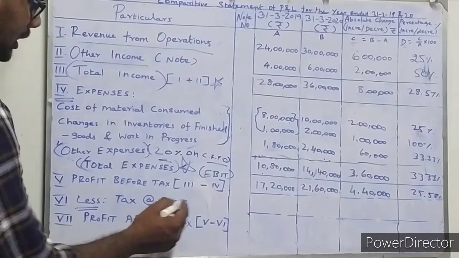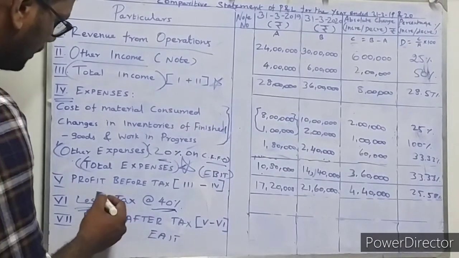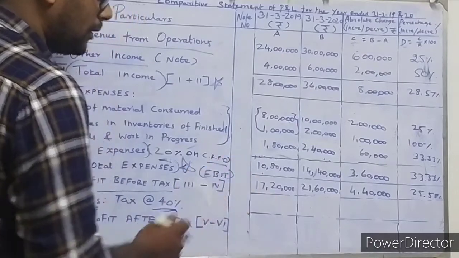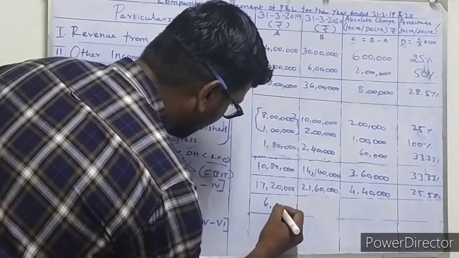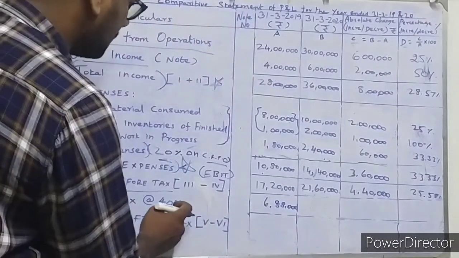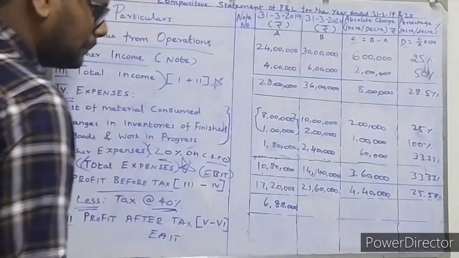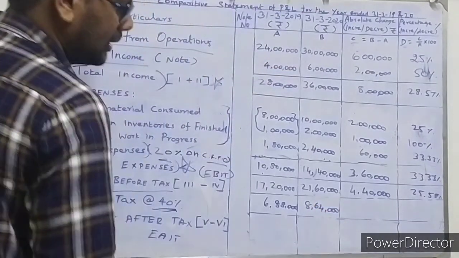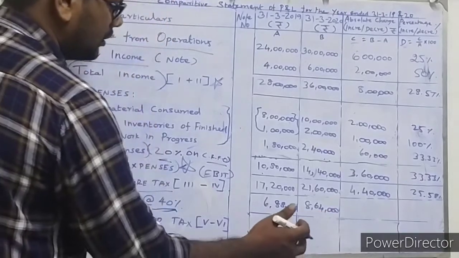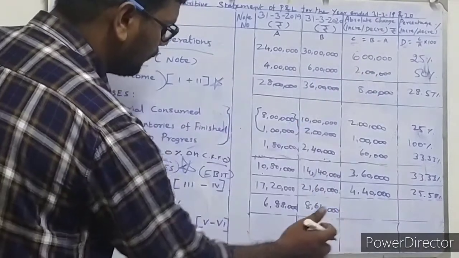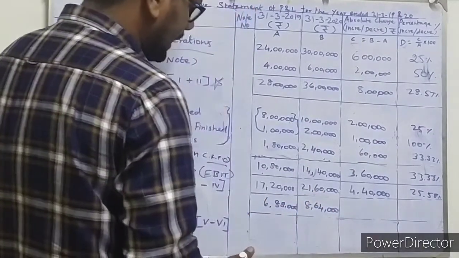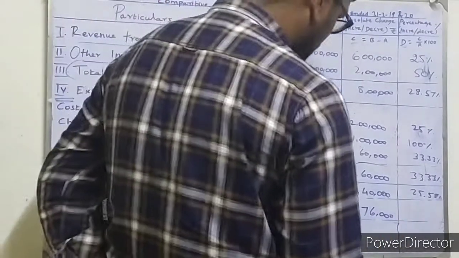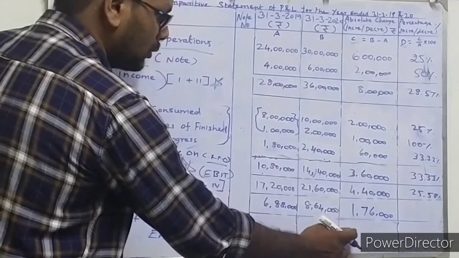Then we are going to deduct taxes. Tax is 40 percent on this profit. Profit before tax is 17 lakh 20,000, and from that we deduct 40 percent as taxes. So 40 percent of 17 lakh 20,000 is 6 lakh 88,000. At the same time, 40 percent on 21 lakh 60,000 is 8 lakh 64,000 rupees. Again I am going to do this comparison, B minus A. So 8 lakh 64,000 minus 6 lakh 88,000 gives 1 lakh 76,000 rupees. You know it is the absolute change.